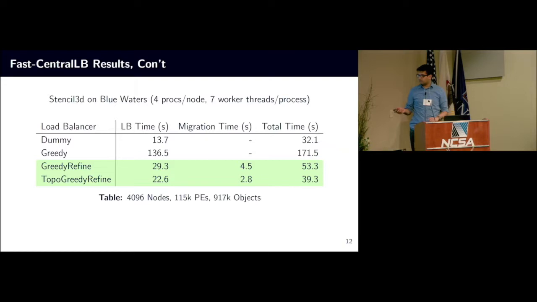If we look at an even larger case, this is, again, the same machine, same benchmark, but now 4K nodes, 115,000 PEs, and almost 1 million objects. We see that greedy is now much, much slower than greedy refine and topo greedy refine. So these improvements, we're going to be making it into the new LB framework when that's released.